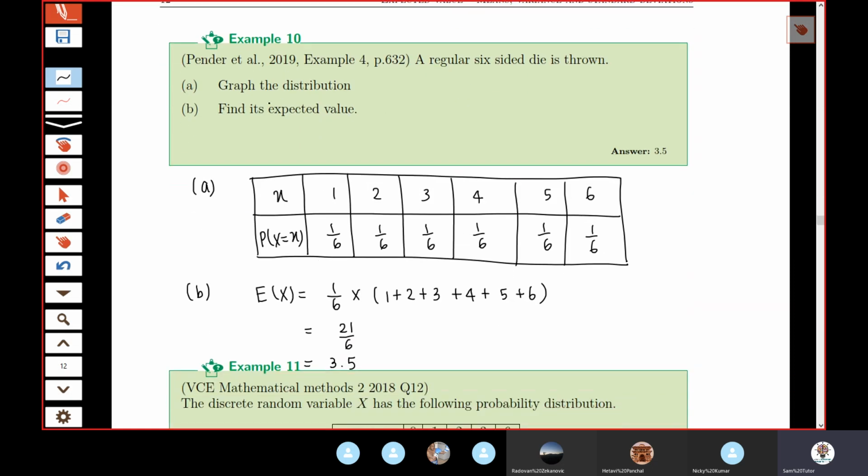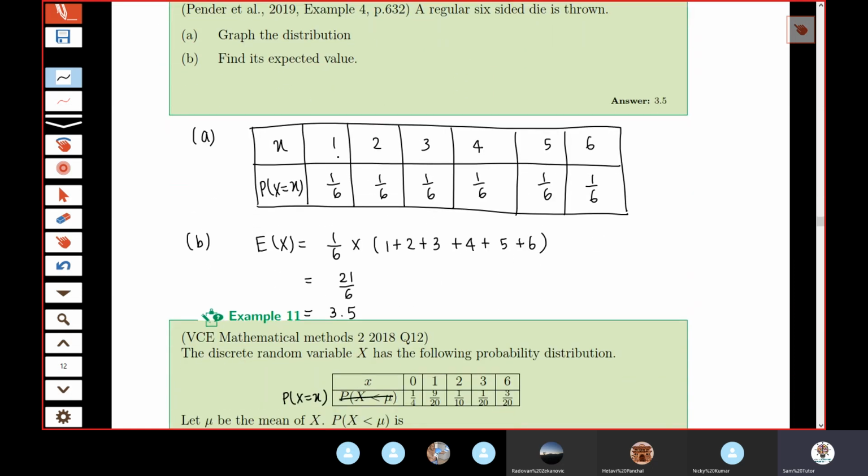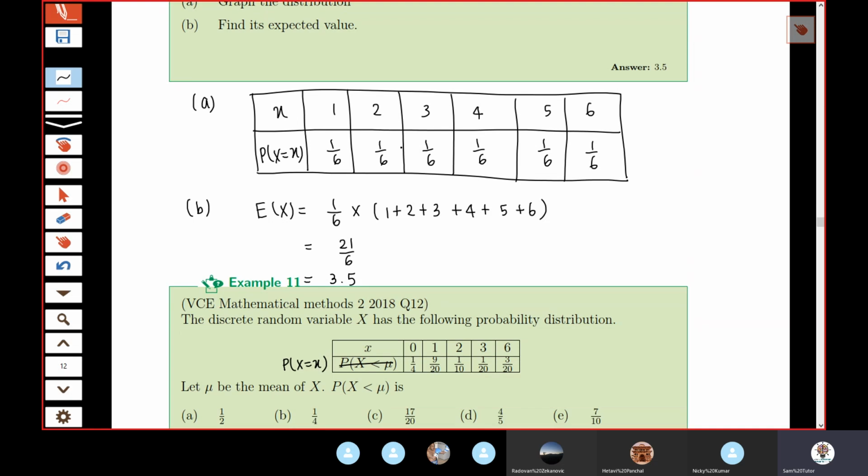Oh, there it is. So our regular 6-sided die, graph the distribution. We graphed it above. Find its expected value. So this times this plus this times this. We just did it. It does give you 3.5. That's nothing.